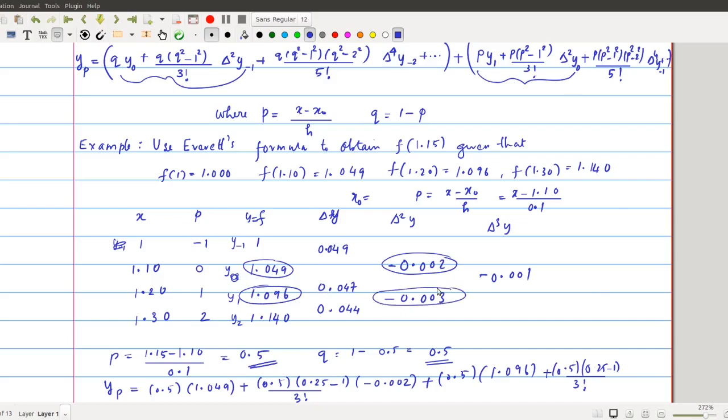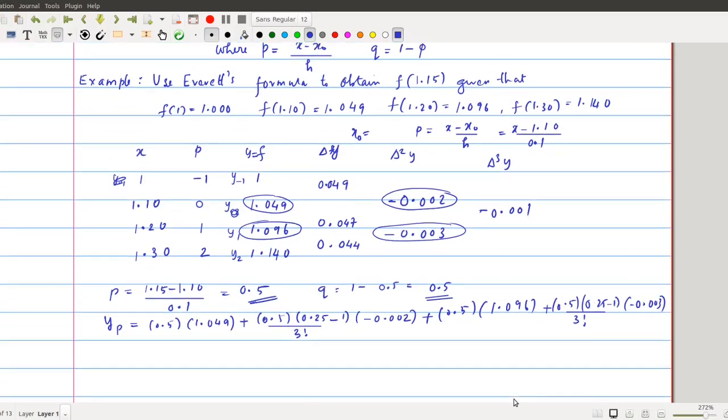Okay, so we choose this one. Delta square y0 is minus 0.003. So we take only this much terms and simplify this. When you simplify this, you can get the value as 1.07282125. Please verify this number, and this is going to be f of 1.15. So this is the way we use this Laplace formula to evaluate f of 1.15.